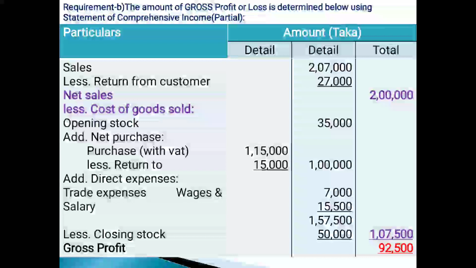So 1,57,500 minus 50,000 is equal to taka 1,07,500. So gross profit is taka 92,500. For this creative question, I repeat again, gross profit is taka 92,500. Now we can go for solving requirement C for finding out the net profit or loss.